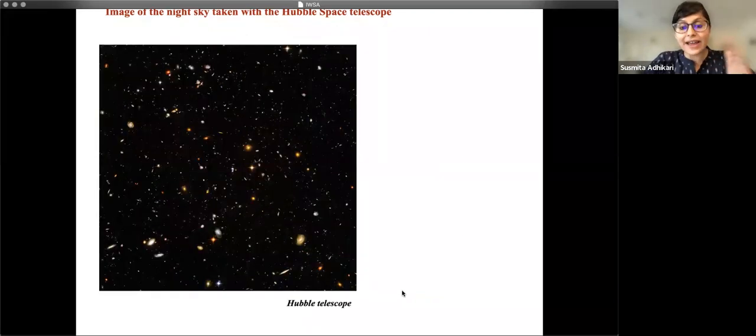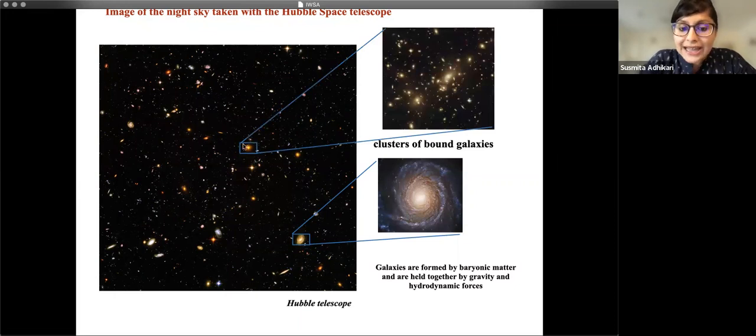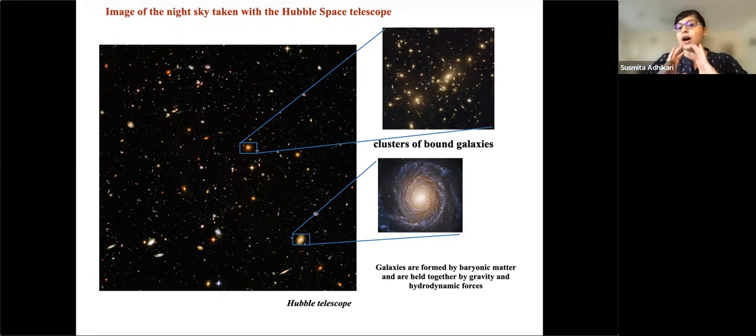How we came to form these guys. In fact, if you look closely, each of these is a single galaxy. But if I focus in and close up on one of them, we see that some of these specks are actually not a single galaxy, but clusters of galaxies that appear to be bound together.